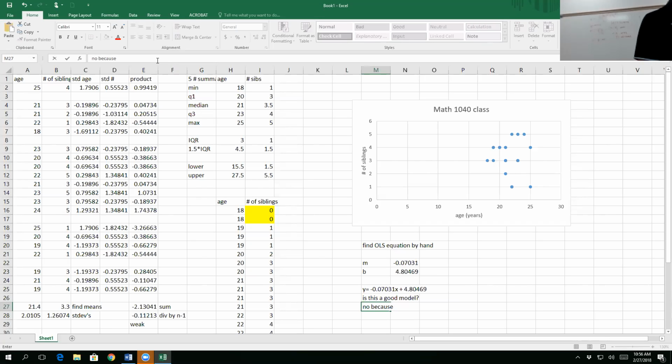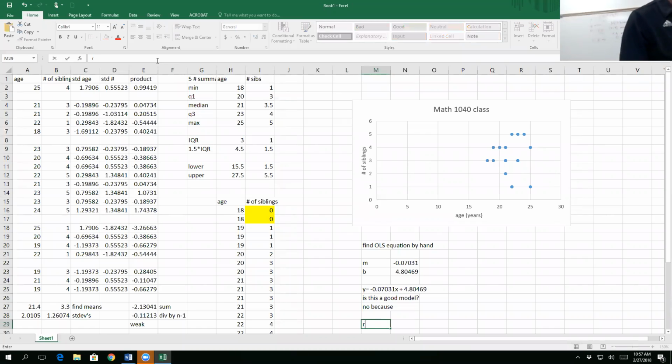It's 50-50. So when I ask you if it's a good model, you need to say yes or no because, and then give a reason. What would be the reason? Well, we could base it on the correlation. There's even a better way to do it though. Correlation was weak. It's negative 0.11, right? What else could we use to figure out if it's a good model?